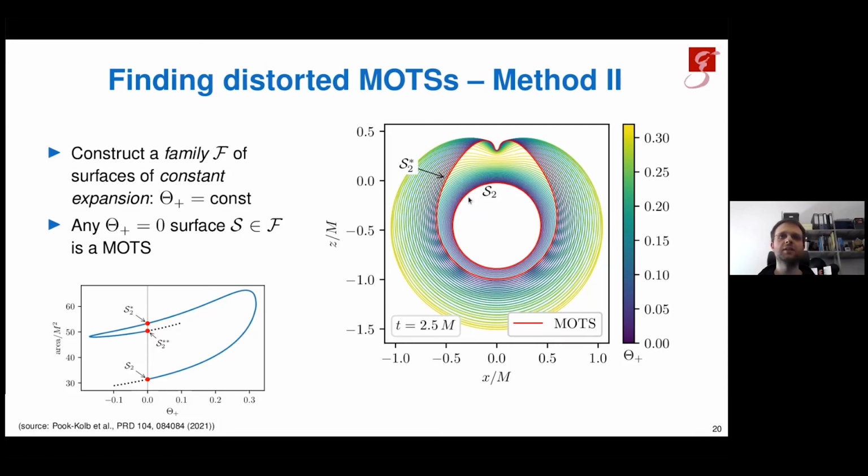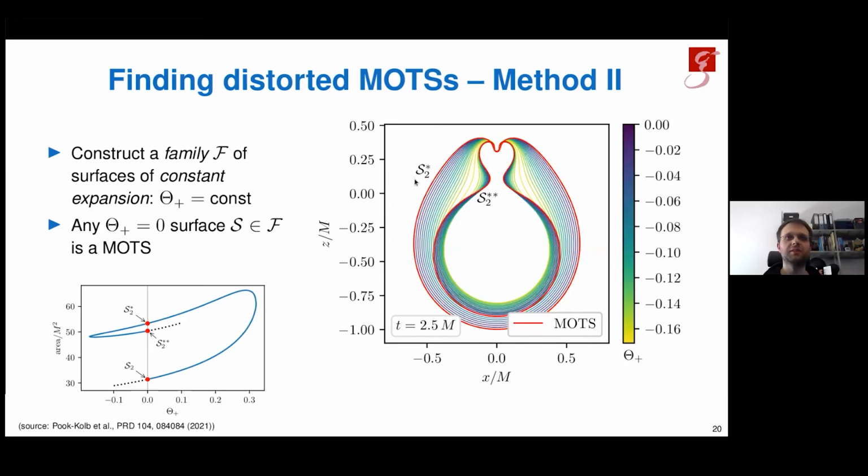So this way, the MOTS that merge are also connected via a family of constant expansion surfaces, which is quite interesting, I think. And we can repeat that from this S2 star to S2 star star. And these are the two that bifurcate in the beginning. So this is also a nice way to resolve MOTS that are connected via one world tube in the evolution.